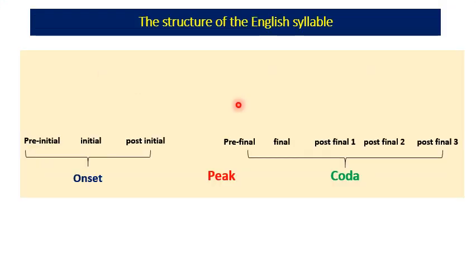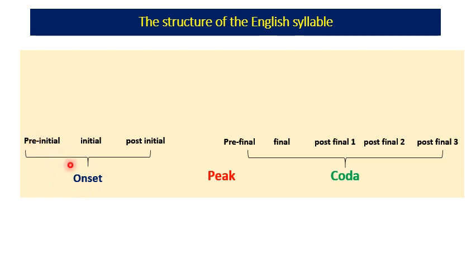Now we have to look at this structure as we presented it before, and we understood what it means peak, coda, or what is the onset. So you have to understand when you say onset, it refers to the consonants that precede the vowel. And if you say coda, it refers to the consonants that follow the vowel. As you can see, we have three parts here. We have onset, peak, and coda.